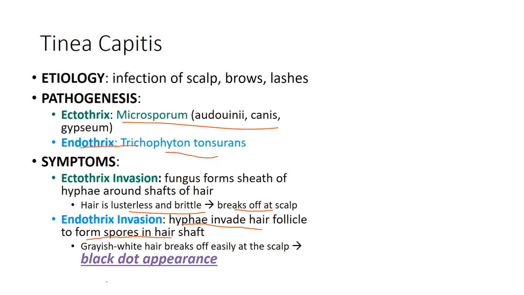So this is actually low yield because it's kind of hard to differentiate from your piedra, but be careful with that and look out for them. The one differentiating feature for the endothrix from your black piedra is that once it's inside, it forms this black dot appearance. When you see black dot appearance, you're thinking of Trichophyton tonsurans as opposed to your black piedra. So that's a nice thing differentiating between these.